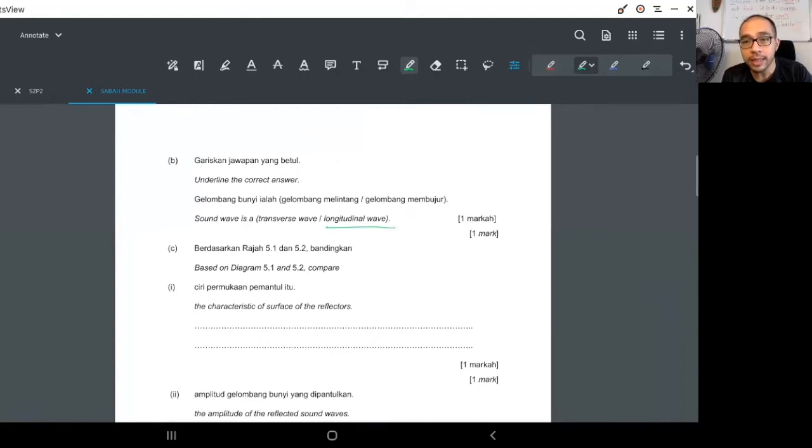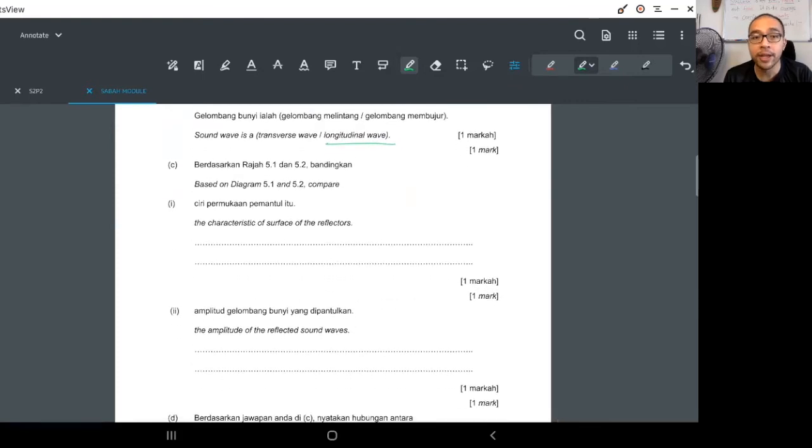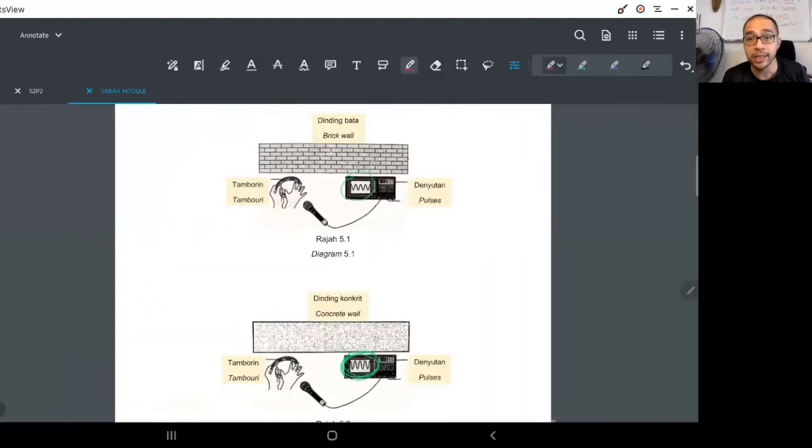This is something that we call a little bit rare. Usually when we compare, we say this is bigger than the other one, this is smaller than the other one. But now we have to compare the characteristic. So when we compare characteristic, we cannot say this is bigger or this is smaller because the characteristic is different. So if you have to compare the characteristic, maybe you can say 5.1 is a brick wall, 5.2 is a concrete wall.